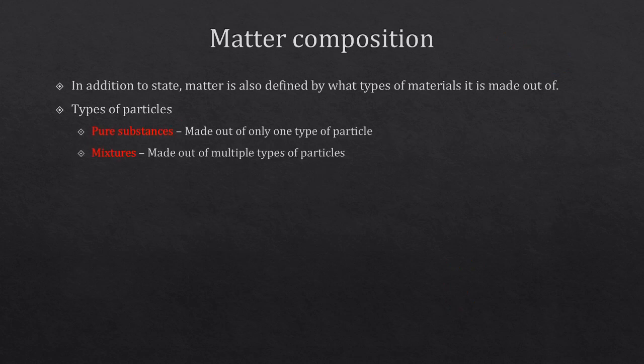So we have two main types. First, we have pure substances. What this means is whatever we're working with is only made out of one type of particle, whereas a mixture is going to be made out of multiple types of particles. So going back to our water example, a cup of water is a pure substance.